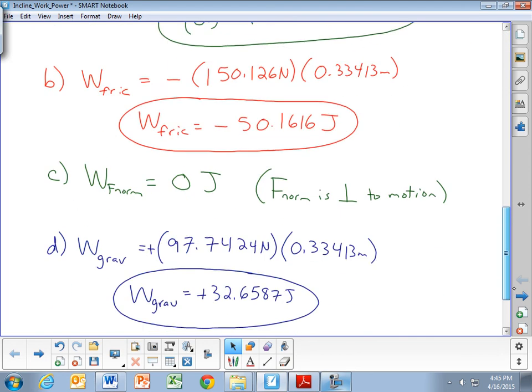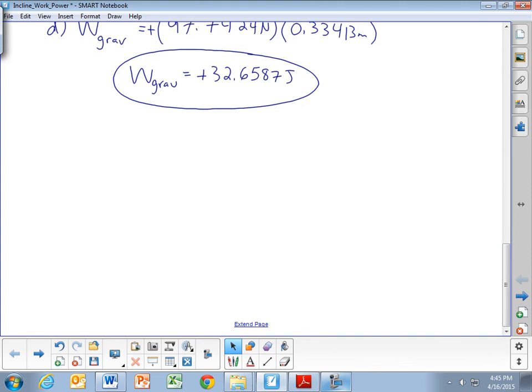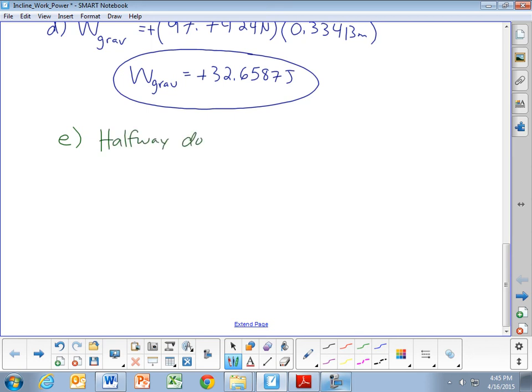And so for part E, the first thing that we need to do is know where halfway between the starting and ending positions is. It's not asking for half the time to go down the ramp. It's saying that it's traveled half of the distance. And so halfway down means it's the 0.33413 meters over 2. So we're looking at the point that is 0.167065 meters down the ramp.